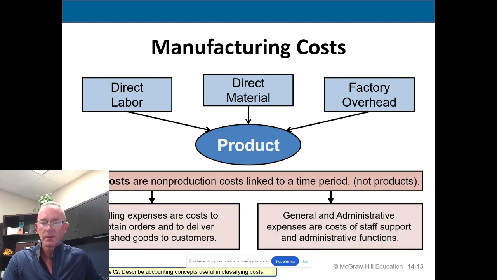All right. Selling expenses and general administrative expenses are linked to a time period, not a product. Most of these things are done over time. It's not necessarily one product at a time. It's a bunch of products they're selling, an entire job or a batch of jobs to a customer or to a retail outlet.